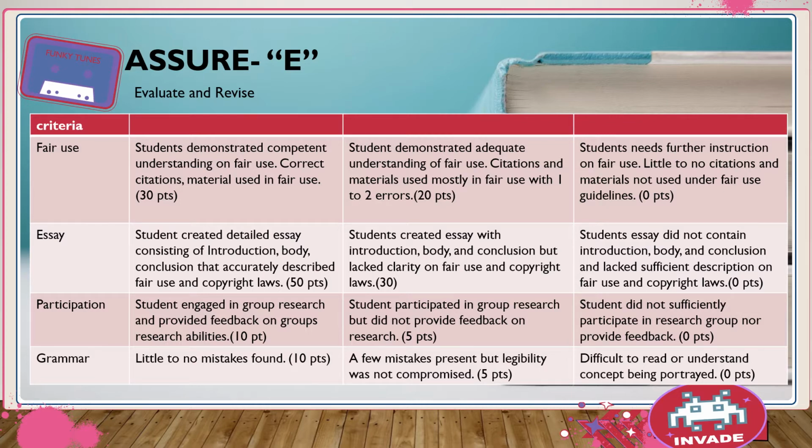In the essay, if they created an introduction, body, and conclusion that accurately described the fair use and copyright laws, they would get 50 points. Participation in the group research and providing feedback on how the group participation went would get them 10 points, and if there were little to no grammatical mistakes, they would get another 10 points. And this would give the students a very easy way to understand what they need to accomplish to get a good grade on their project.